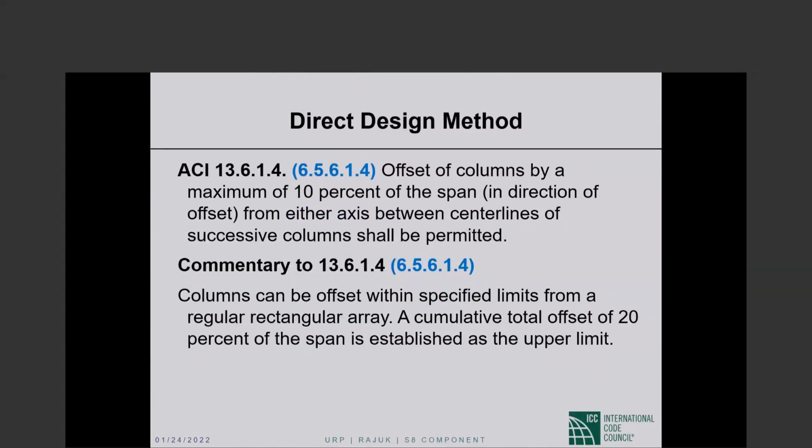Offset of columns by a maximum of 10% of the span in the direction of offset from either axis between central lines of successive columns shall be permitted. So it's a regular column layout, but some offset of the columns is permitted. And I have a picture that will explain this language. That language is not particularly understandable upon reading.